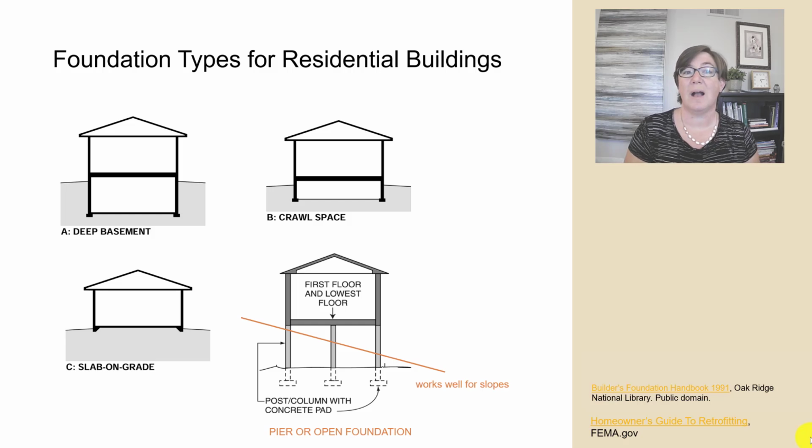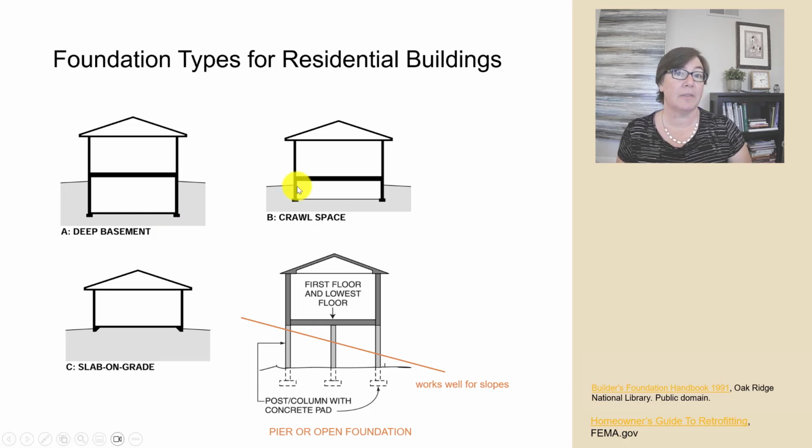Here are four common types of foundations for residential buildings and for small buildings. And we're going to start here with the basement. All right, so we're looking at a section of the home. You can see here is the living space, and we're cutting through the soil. Here is the foundation wall and the footing, and we have a full basement below.